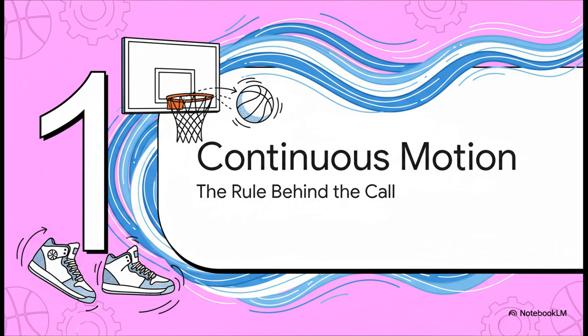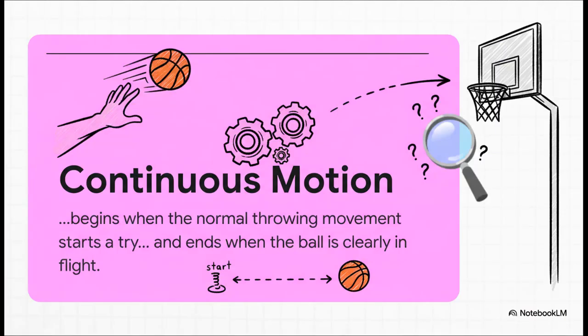The entire call, everything we've been talking about, hinges on this principle of continuous motion. This is the rule that officials use to figure out if a player's shot is a legitimate continuation of a play that got interrupted by a foul. So what does the official NCAA rulebook actually say? Well, Rule 4-8 defines it like this: continuous motion begins when the normal throwing movement starts a try and ends when the ball is clearly in flight. Now that sounds pretty simple, right? But the key, the part that causes all the arguments on the court and in the stands, is that little phrase, normal throwing movement. What does that even mean?